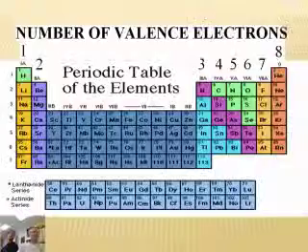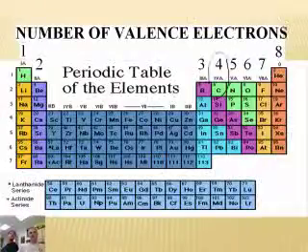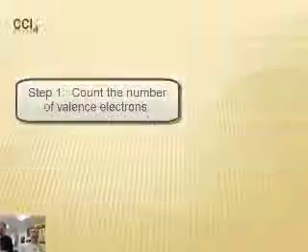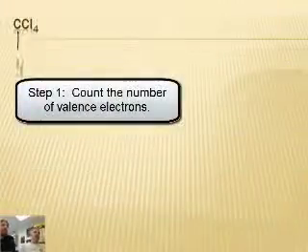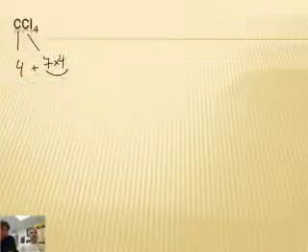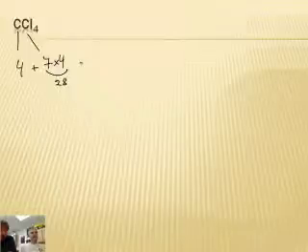Let's look at carbon on the periodic table. Carbon is in column 4 here, and then chlorine is 7. So carbon gets 4, and chlorine gets 7, and there's 4 of them. So 7 times 4 is 28, and 4 is 32.